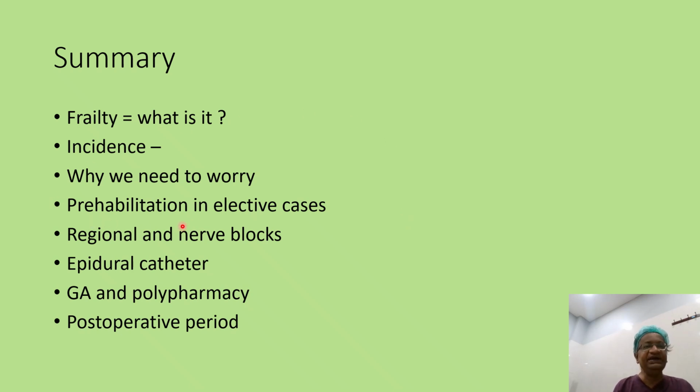We need to have prehabilitation in elective cases. Make them less frail, make them move, and if they have a prostate catheter already inside, address that, and have a good balanced diet. Target social and economic problems. GA and polypharmacy in the postoperative period, cognitive dysfunction, is very important. What is needed is the POPS approach, proactive care for older persons, not a reactive approach.